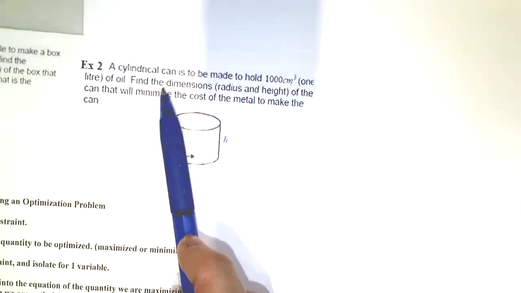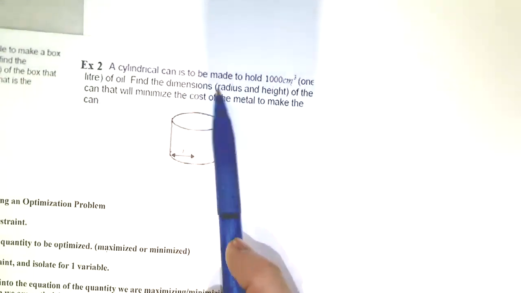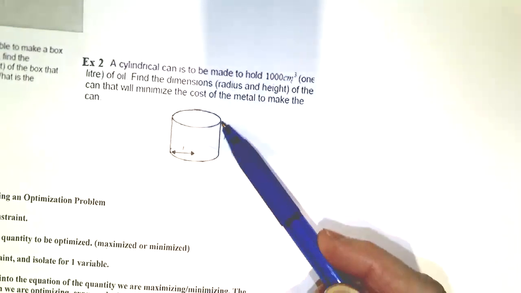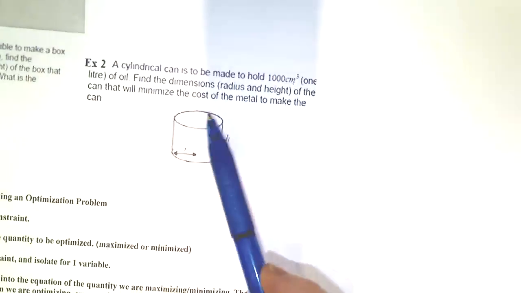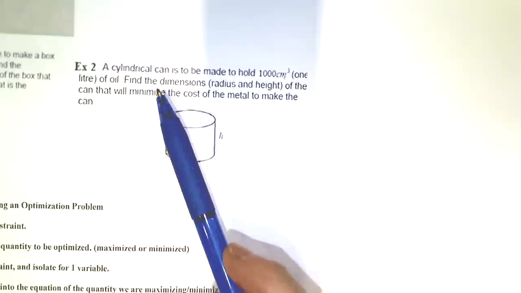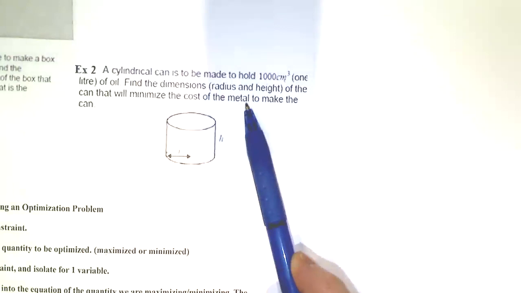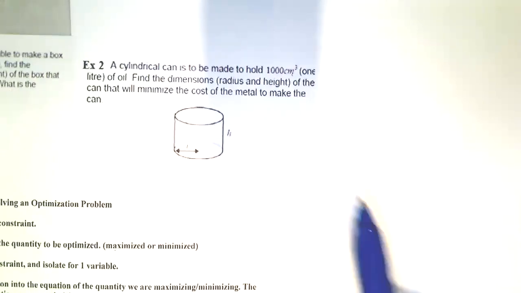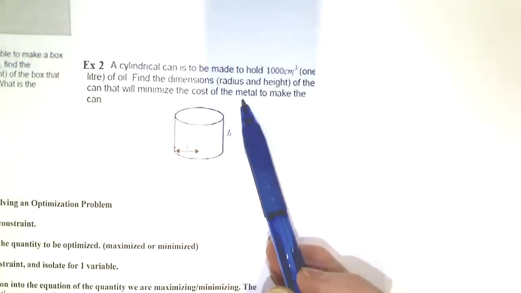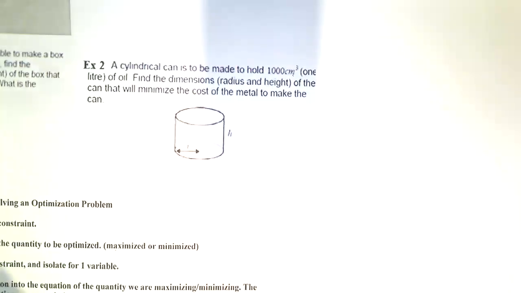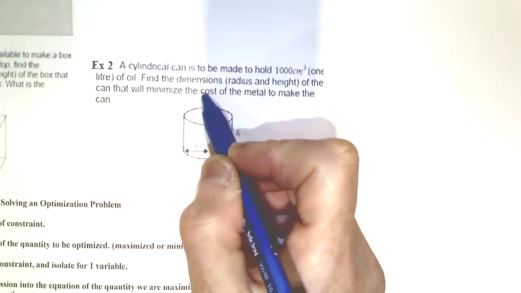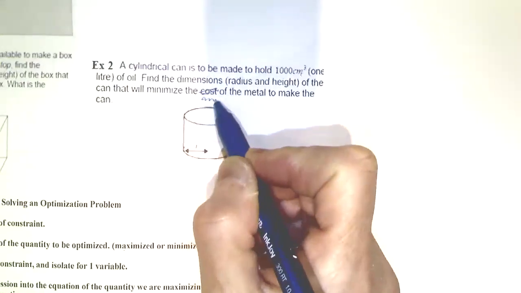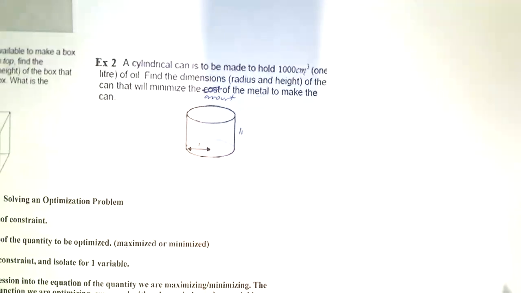The objective says to find the dimensions, meaning the radius and the height of this can, so that it minimizes, now look at the language, the cost of the metal to make the can. But there's nothing about money here. One has to understand that if one minimizes the amount of metal, automatically you're minimizing how much it costs. So really this could simply say amount of metal.